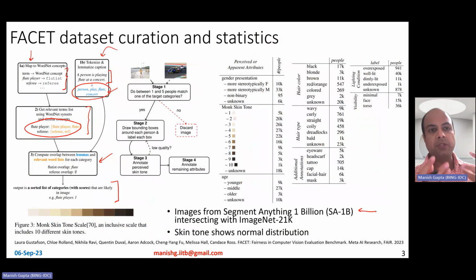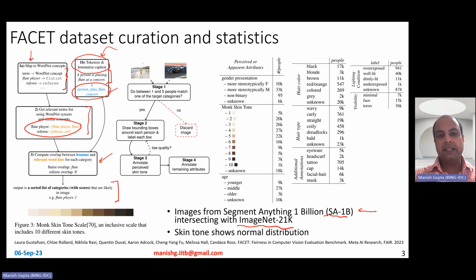Why do they choose 52? Because these categories appear both in WordNet as well as in ImageNet. So the images that are taken here are not just images in the benchmark, but also those images which are there in ImageNet 21K. So popular categories across the two are the ones that are reflected in these person categories.